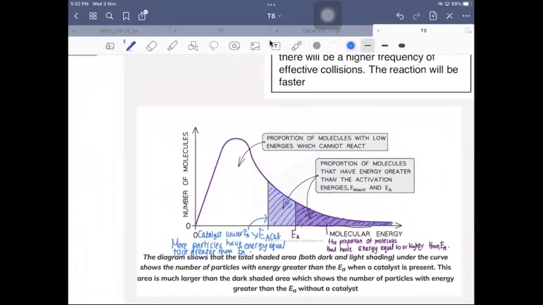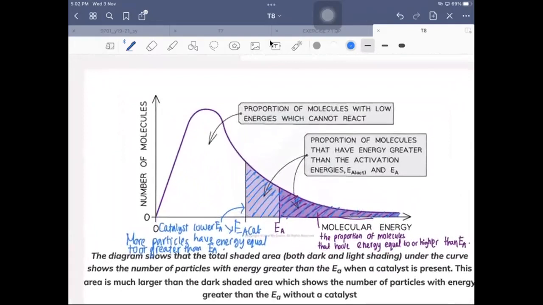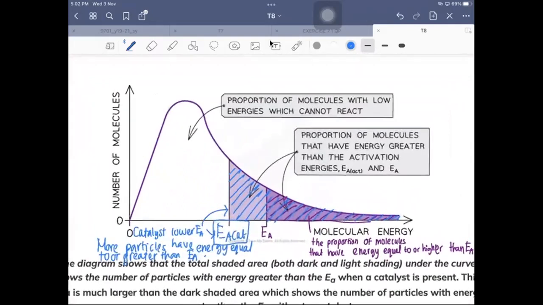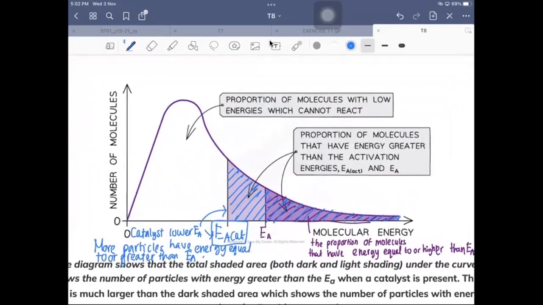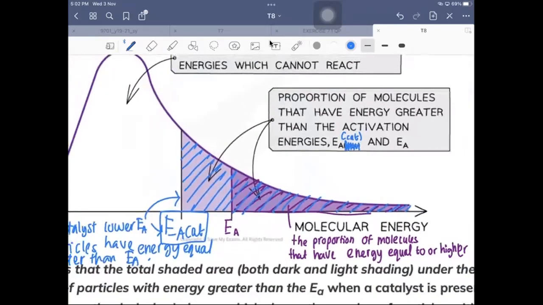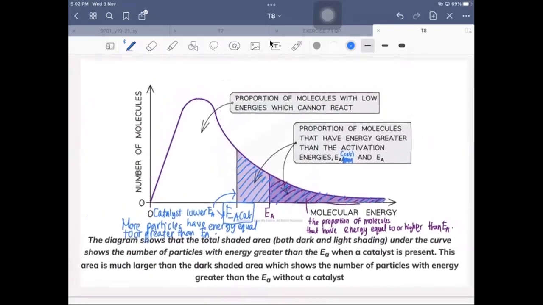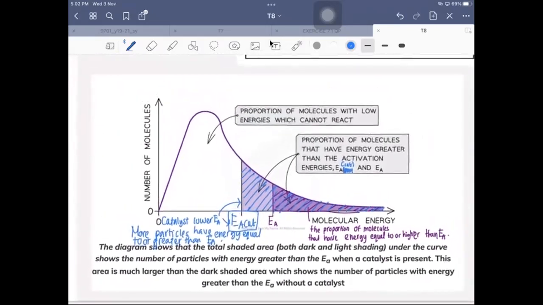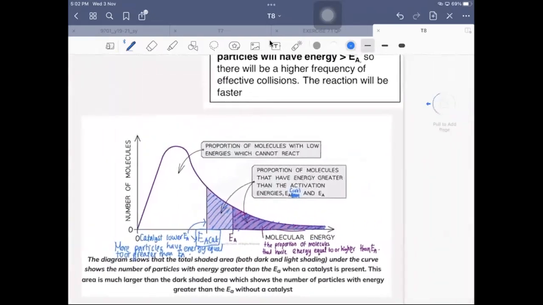But to show it graphically, you have to move your EA. Okay, so label your EA. This one, proportion of molecules that have energy greater than the activation energy, EA act and EA. Okay, maybe change it to EA cat and just EA. Okay, EA cat means catalyze. Okay, that's it. Really, that's it for this topic.